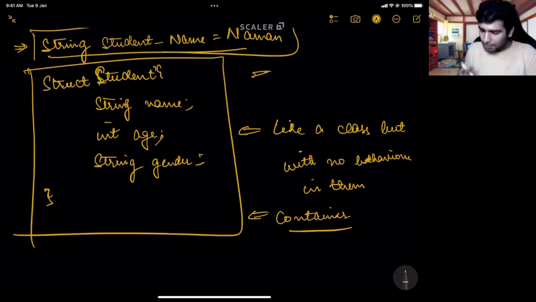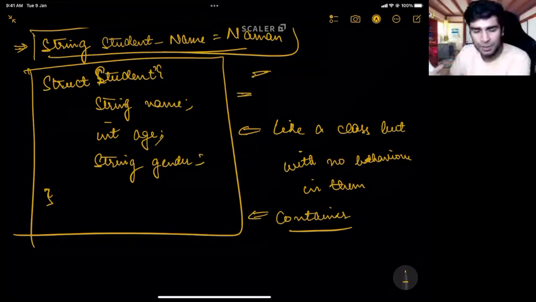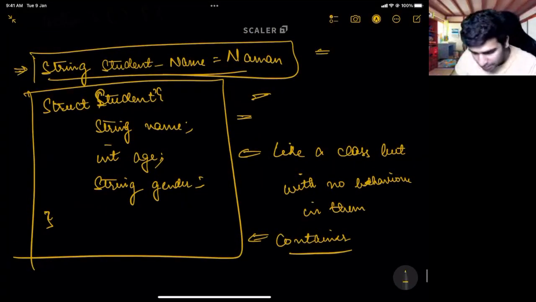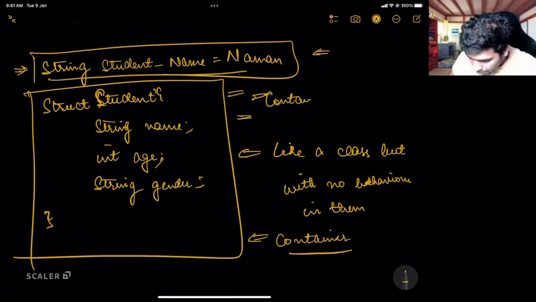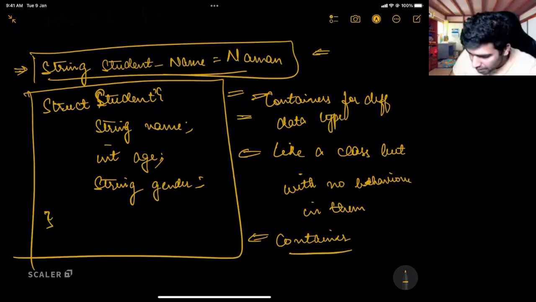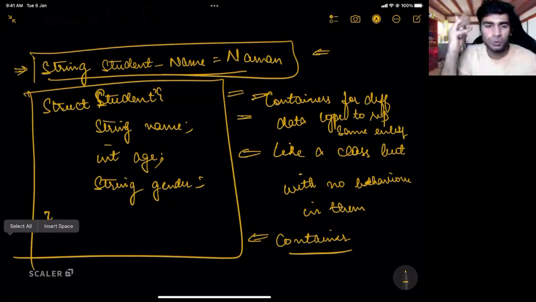Now, what is the problem with this? So how is data represented in procedural programming languages? Data is represented in procedural programming languages either as variables or as structures. Structures are nothing but containers for different data types. That's it, okay? For different data types to represent the same entity. Perfect. Now, the question is, let us say if I want student to do something, how will I do that?